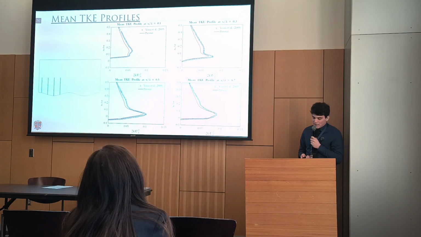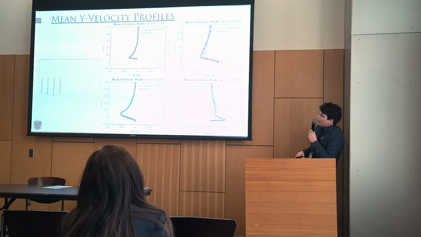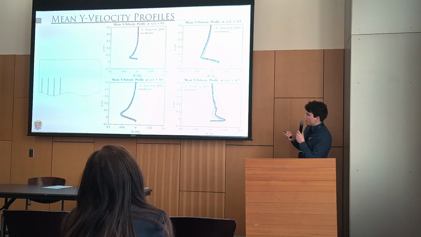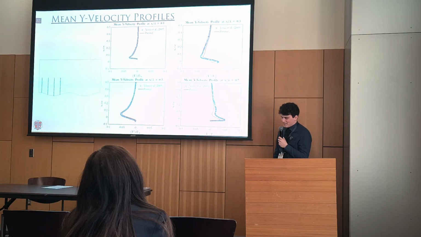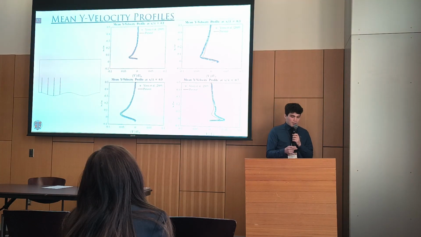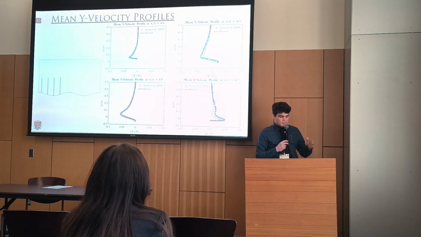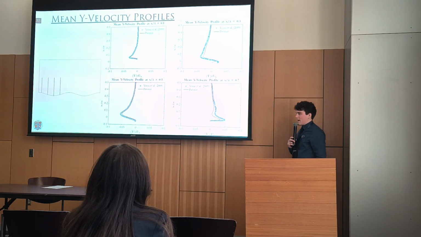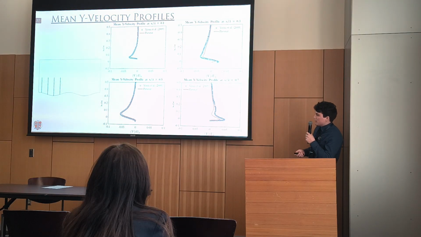These are TKE profiles. We're under predicting everything, but the shapes are very similar. Now we have our y velocity profiles. We're matching at 0.1 and 0.5 fairly closely, but kind of meandering off at 0.3 and 0.7. But these are the profiles that take the longest to collect enough data for, so those might not be fully time averaged. So I would take this with a grain of salt.